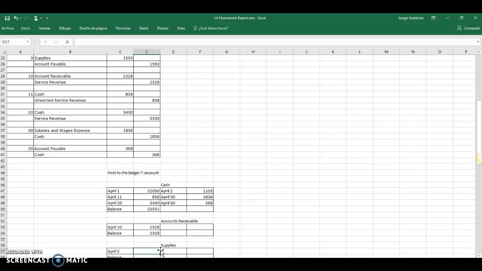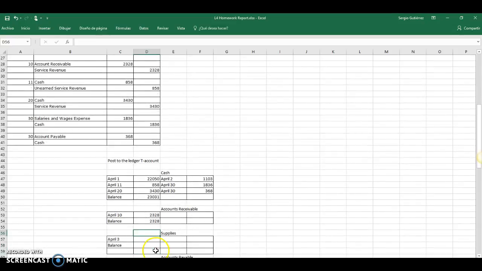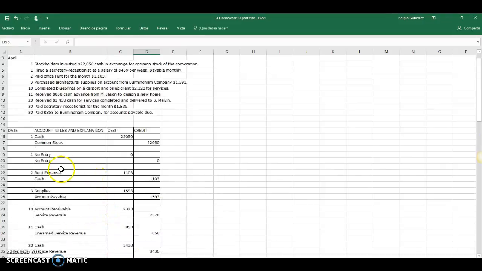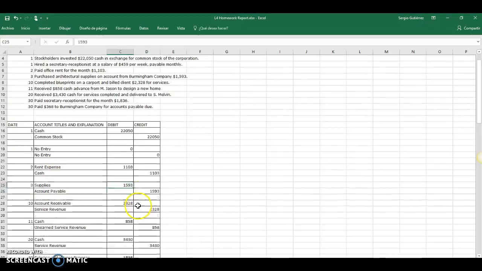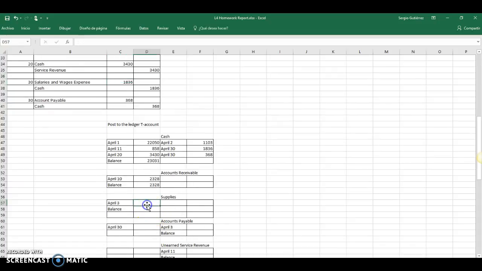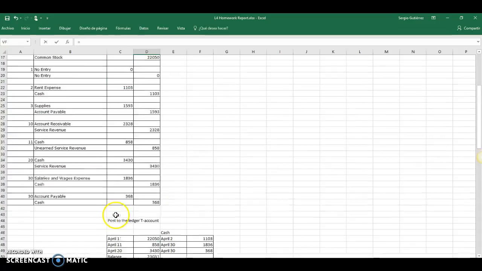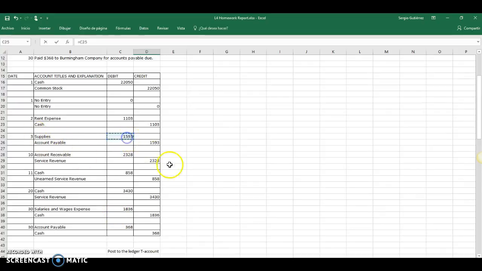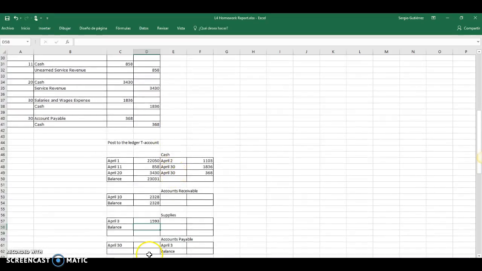We go to the account supplies. There has also been just one transaction with supplies. It's on day 3 of April, so it's in the debit column. So we put equal, select the transaction, and hit enter, just transfer the information. So the balance will be the same one, $1,593. Now we go to the accounts of the liabilities.